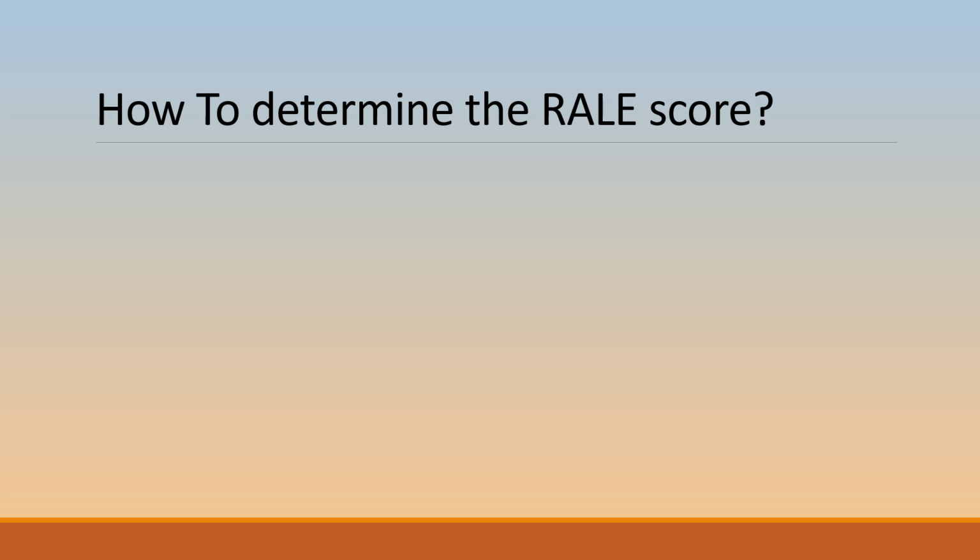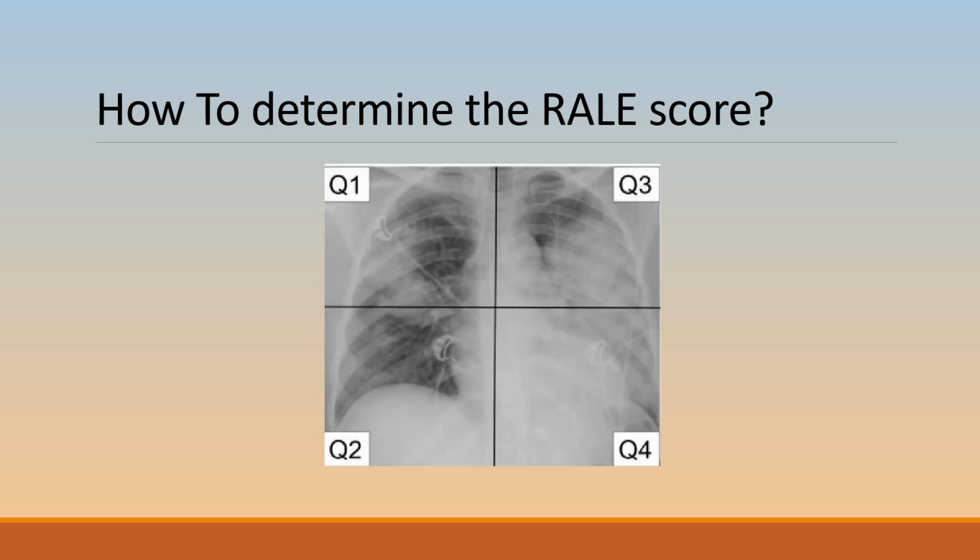How to determine the RALE score? This is an X-ray of an ARDS patient. You divide it into 4 quadrants and start numbering as Q1, Q2, Q3, Q4. In each quadrant, you check for the consolidation score as well as the density score. You multiply both of them, and at the end you add the sum of Q1, Q2, Q3, Q4, and there you get the RALE score.